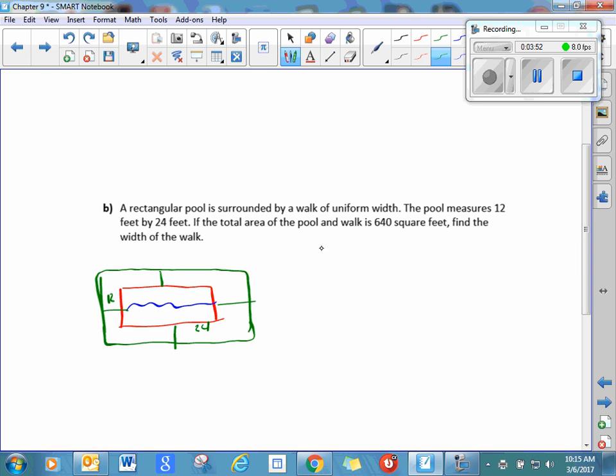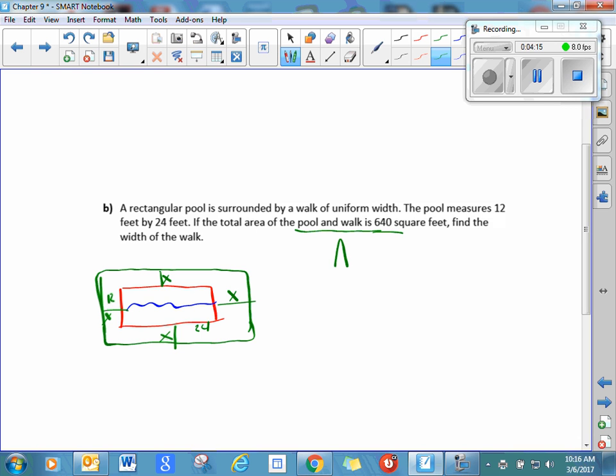The total area of the pool and the walk. So all together, the total area is 640 square feet. And they want to know how wide is this walk. So if we call this distance x, because we don't know what it is, that's what we're trying to find. And the pool, again, is 12 by 24. You might be able to make your picture a little bit better than mine.